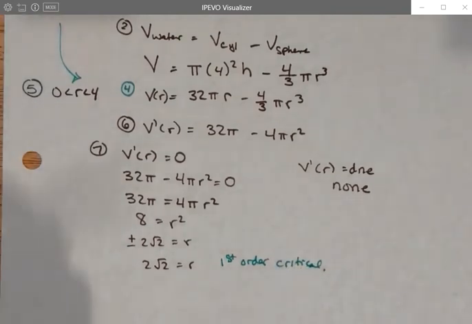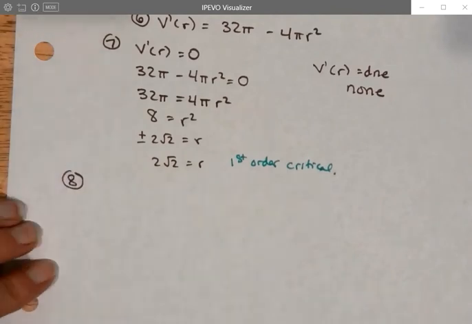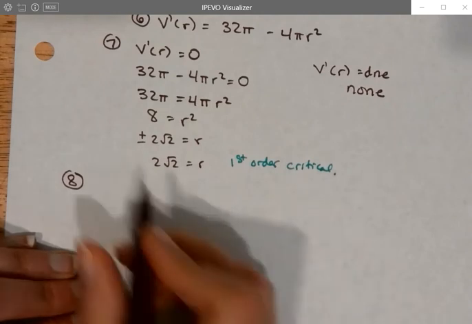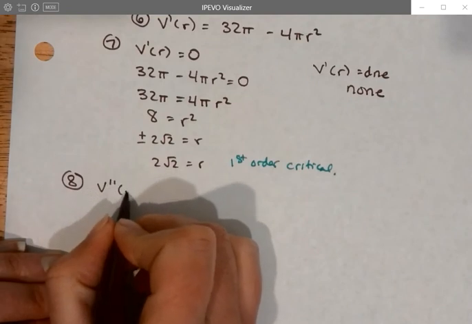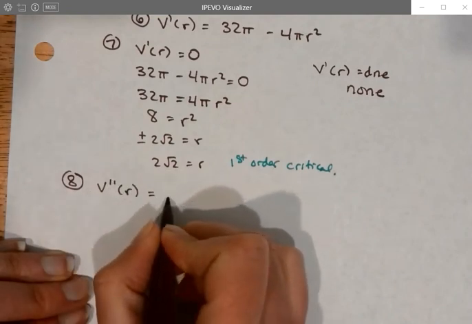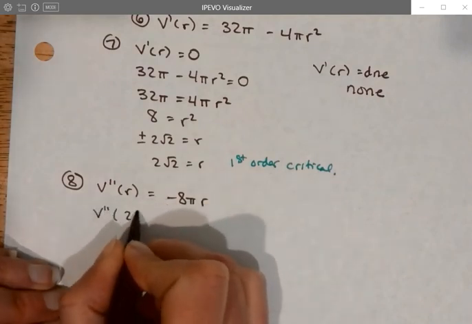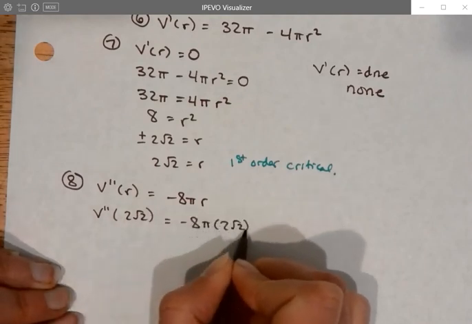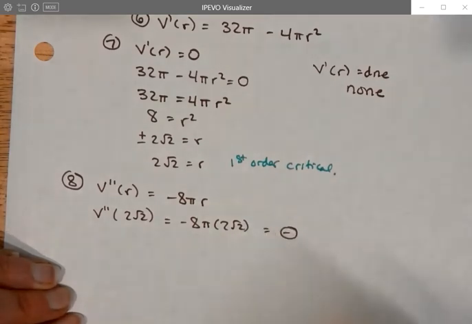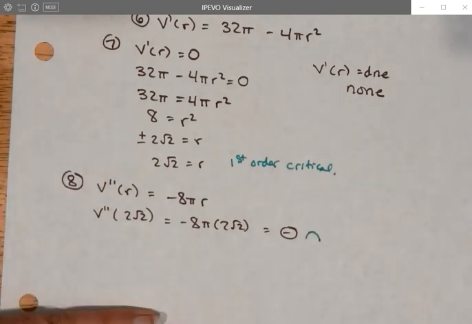All right, now that I have step 7 complete, we're ready to go on to step 8, and we get to choose a test. Let's choose the second derivative test just for fun. That's the one we did first, so it's been a little minute since we've done that. And the second derivative is easy to compute right here, so it's not going to be difficult to use that test. So the second derivative is negative 8 pi times r, and if I evaluate it at 2 square root of 2, I get negative 8 pi times 2 square root of 2, so I get a negative value. Since I have a negative value, that means we are concave downward at our critical value, and that means we're going to have a maximum.